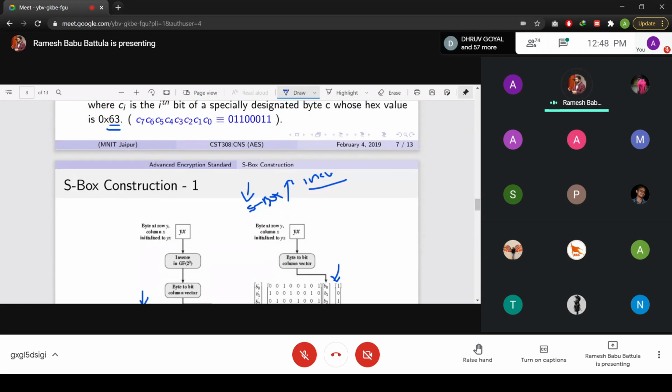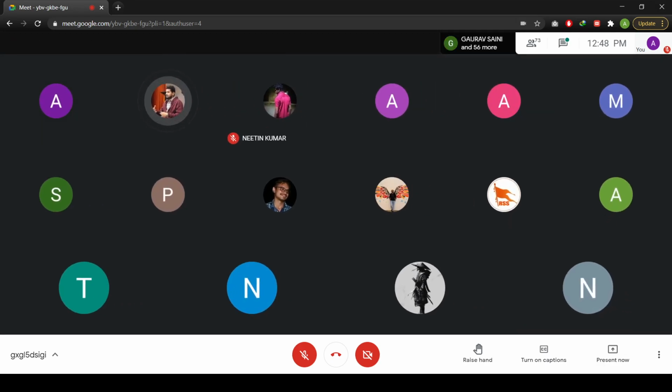Okay. The next step is going to be finding a multiplicative inverse value. The final step is going to be the bit mangling or scrambling process, so that likewise we are going to construct the S box value. I will give you brief information. Within 2 minutes I am going to conclude my class.